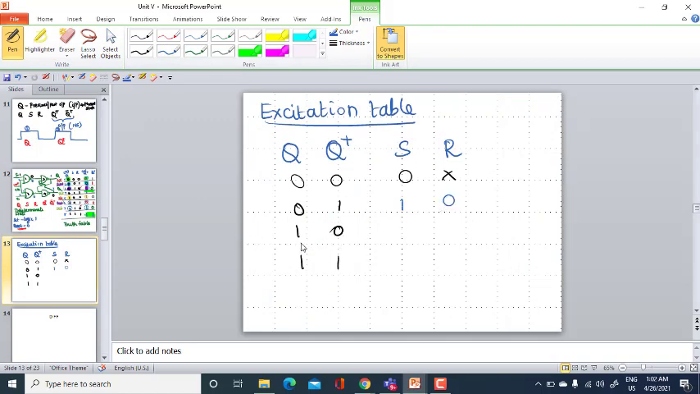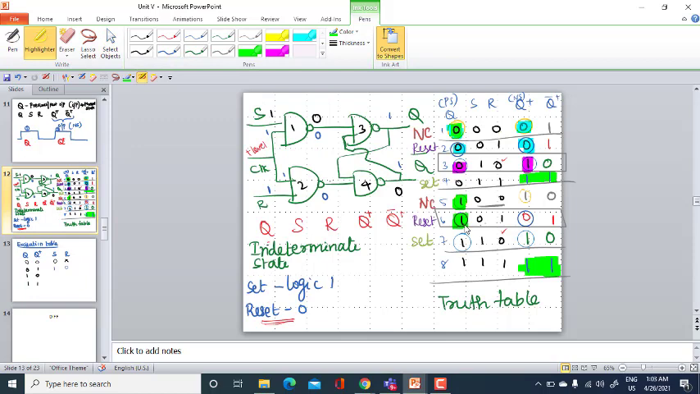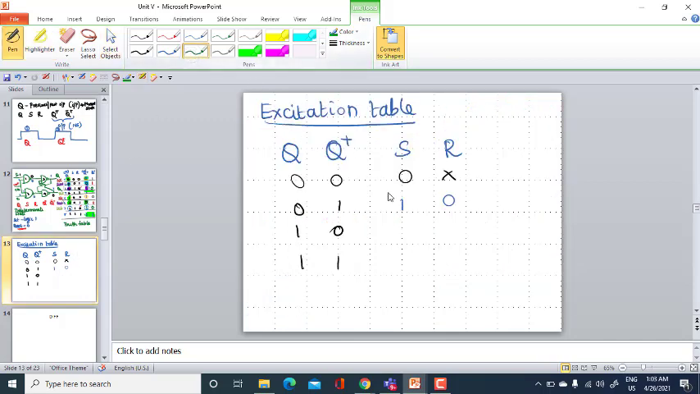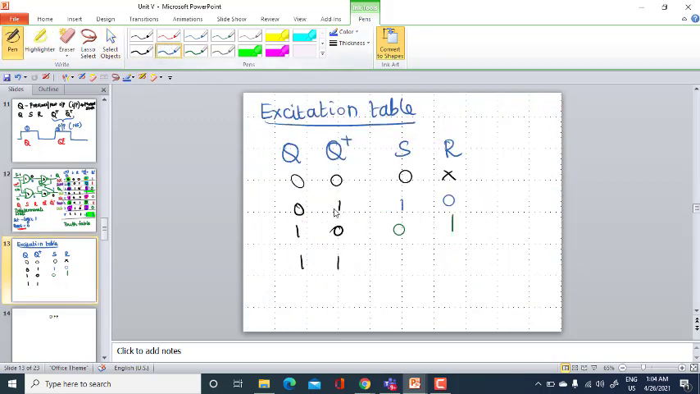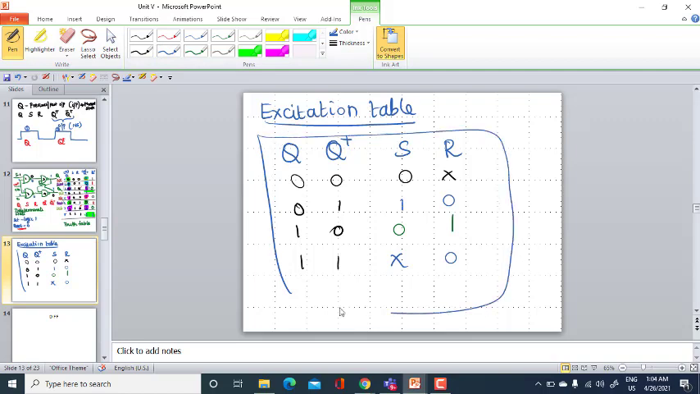And then what is the next one? The 1 0 combination. We have only one 1 0 combination. For this 1 0 combination, S takes the value of 0 and R takes the value of 1. And what is the next one? The 1 1 combination. For the 1 1 combination, R takes the value of 0 but S takes 0 or 1, so I will write it as X 0. This is about the excitation table of your SR flip flop.